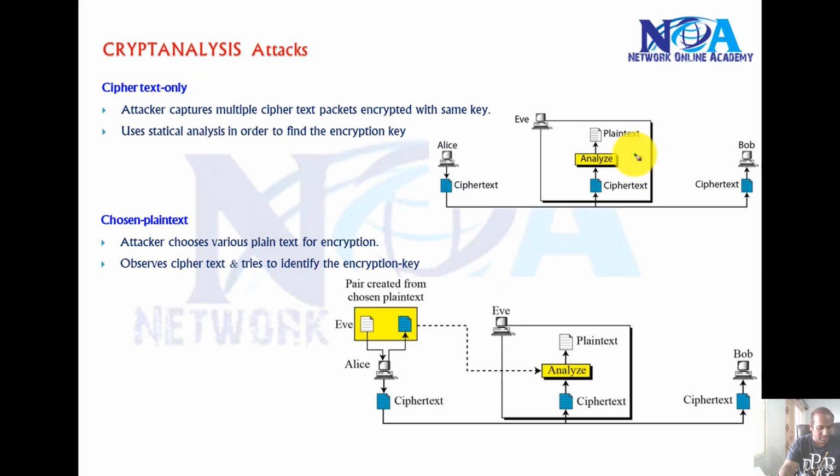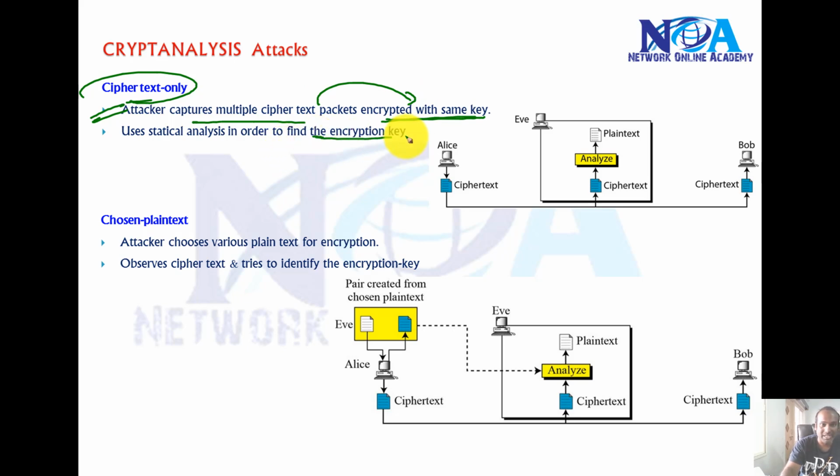Another option is ciphertext only. In ciphertext only, the attacker captures some part of the ciphertext packets encrypted with the same key, and then uses some analysis in order to find out what the possible encryption key might be. Next is chosen plain text. The attacker chooses different types of plain text and encrypts them, and then observes those ciphertexts and tries to match them with the ciphertext he captured, and then finds out the encryption key.